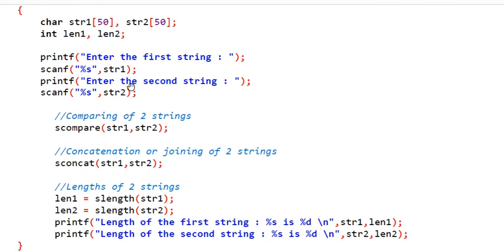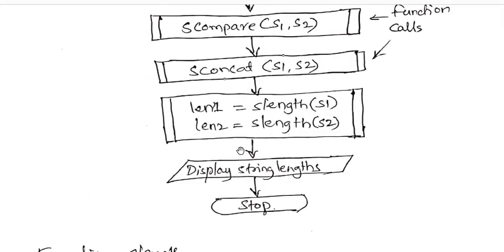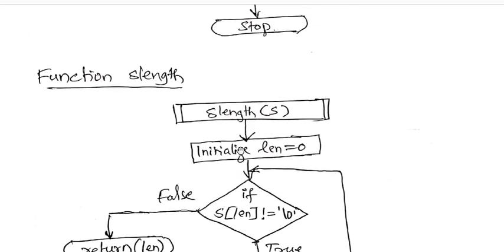So what is the first part? We are reading 2 strings, calling s compare, calling s concat with these 2 values, then calling s length 2 times with both the strings, storing in len1, len2 and printing len1 and len2. So that is this part of the flowchart. Then we will see each of the functions.